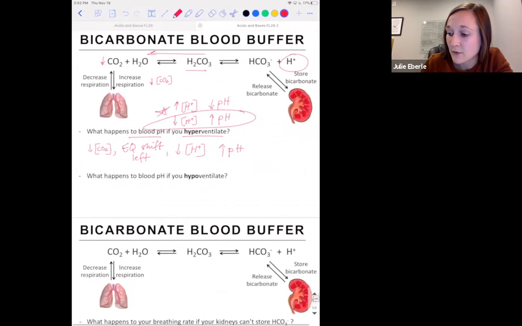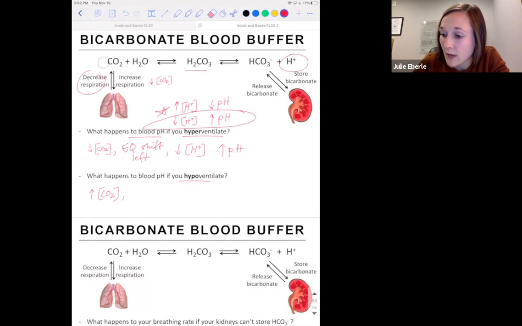All right, what happens to blood pH if you hypoventilate? So if we're decreasing respiration, that's hypoventilation. We're going to keep more CO2 in our body. We're not exhaling it as fast. So we're going to have a buildup of CO2 in our body because we are not exhaling very quickly. We're slowing down our breathing. In that case, guess what? If we have a lot of CO2, a buildup, Le Chatelier's principle says equilibrium will shift towards the right to use it up.